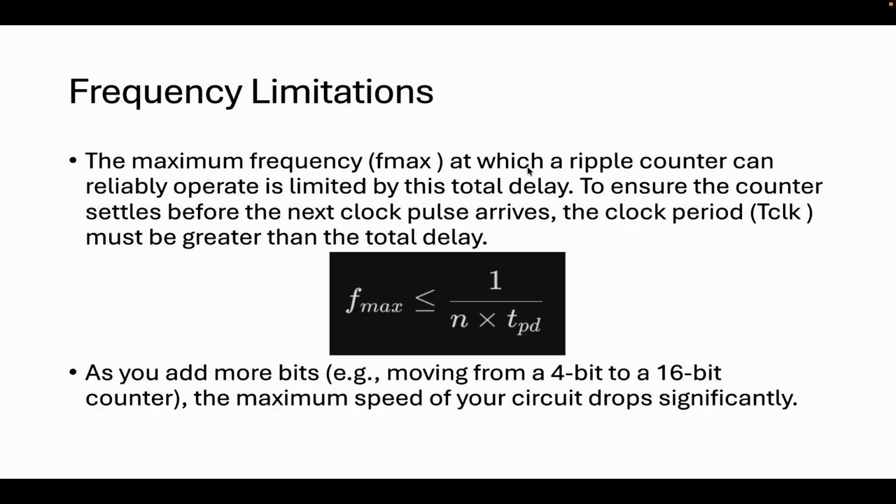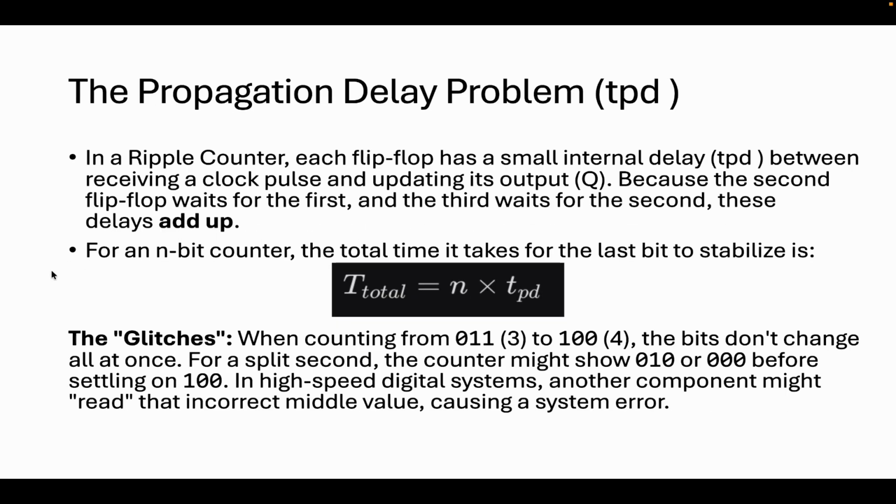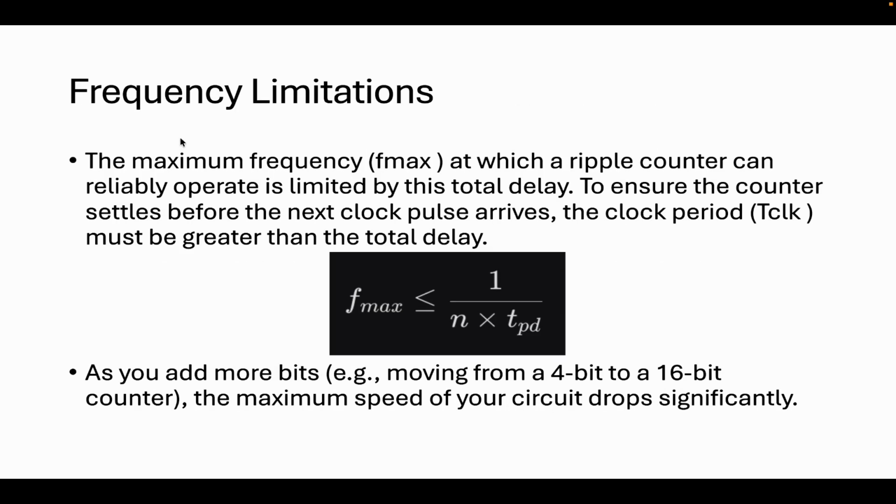We also have frequency limitations. As I told you, this is not for high speed applications. Whatever asynchronous counter we are using, it is not for high speed applications. So we have frequency limitations. The maximum frequency at which a ripple counter can reliably operate is limited by the total delay. To ensure that the counter settles before the next clock pulse arrives, the period must be greater than the total delay.